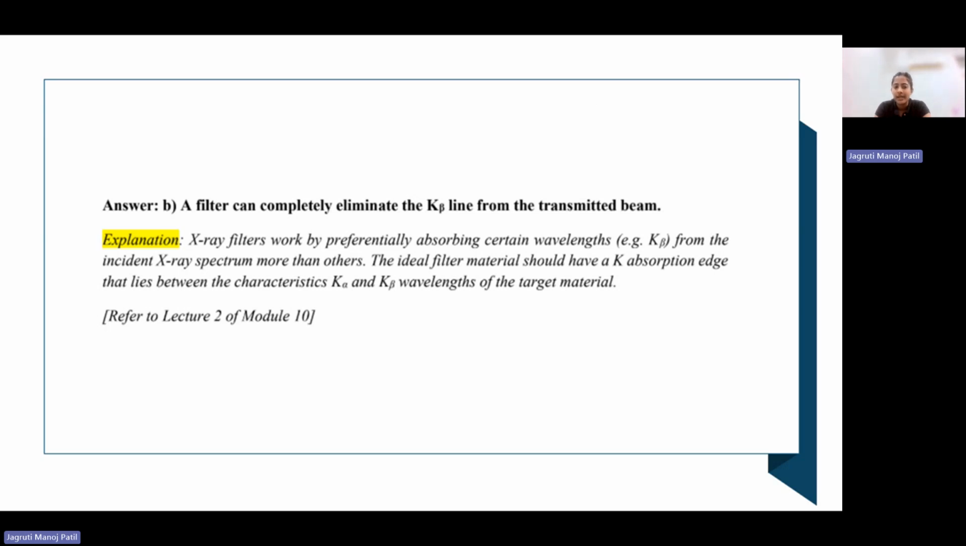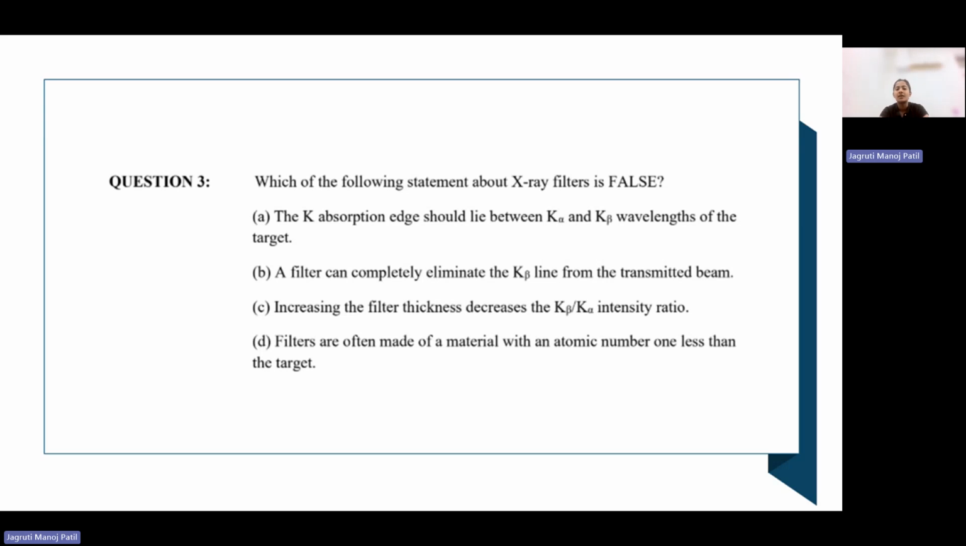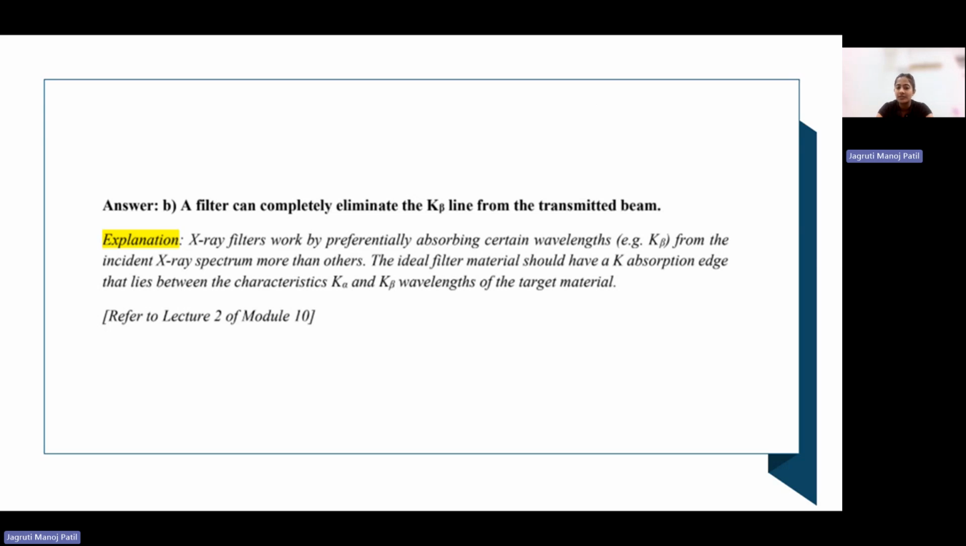X-ray filters work by preferentially absorbing certain wavelengths from the incident X-rays more than others, because we need to have a monochromatic wavelength. The ideal filter material should have an absorption edge that lies in between both of them. Oh, so the ideal one should lie in between both of them. That's what I also thought. But what's written is that filters work by preferentially absorbing one. So an ideal filter should have its edge in between both of them, but it will not completely eliminate the other, so that you get only a single wavelength. Okay, so we were halfway there.